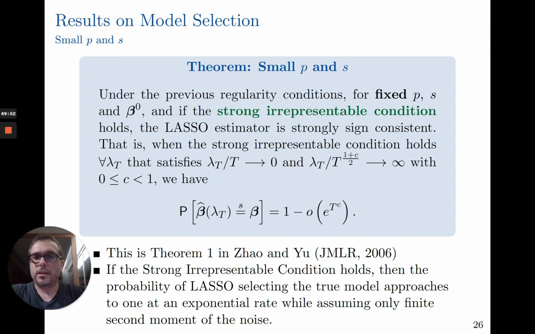Okay? And if you are interested, all the derivations are in this paper by Zhao and Yu. It's also in our Google folder. Okay?